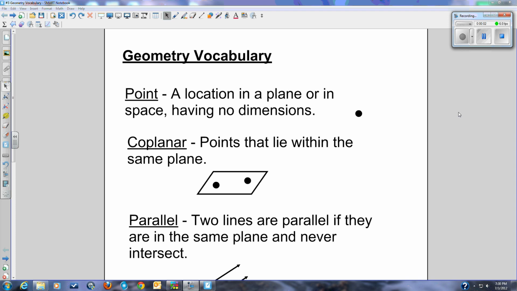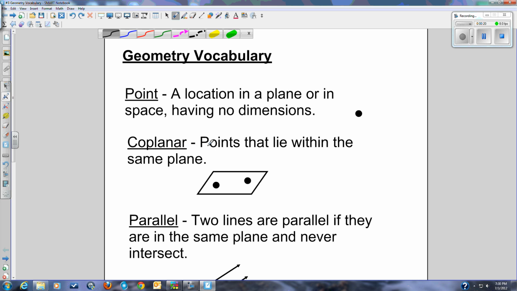Today we're going to talk about geometry vocabulary. We're going to begin with a point. A point is a location in a plane or in space having no dimensions. And here is a picture right here, just a point.